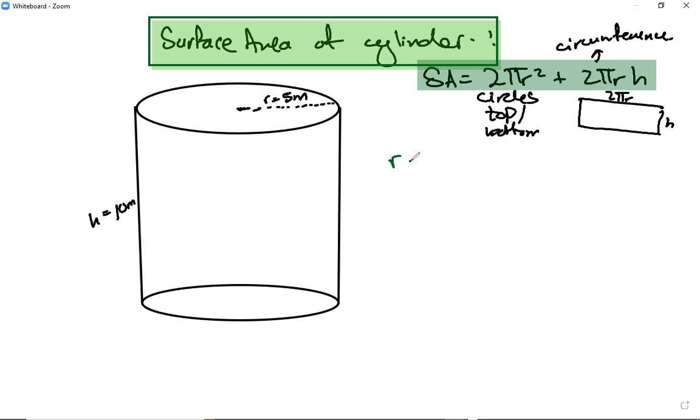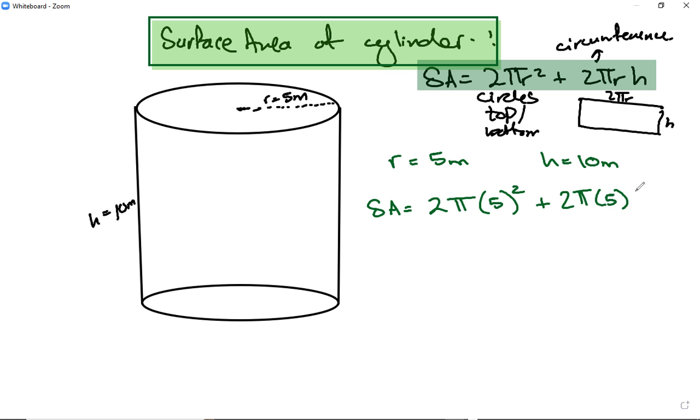For this, we have r is equal to 5 meters, h is equal to 10 meters. So substitution is going to be 2 pi multiplied by 5 squared plus 2 pi multiplied by 5 multiplied by 10. And when I substitute, I like to use brackets. It's just neater, and I can see where I substituted it in. And I can also see that all the letters, r and h, have been taken up by numbers. But we don't replace pi with anything.